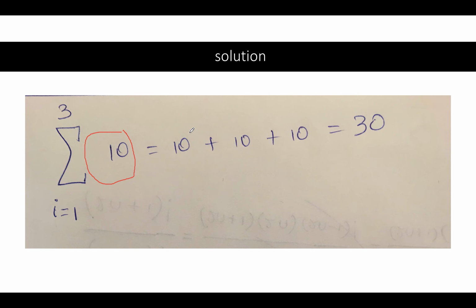3 times. i equals 1, plus i equals 2, plus i equals 3. So here's i equals 1. Here's i equals 2. Here's i equals 3. Because there's no i here, that's why you're summing it 3 times. 10 plus 10 plus 10, 30. Check.